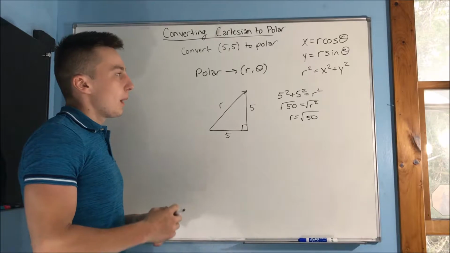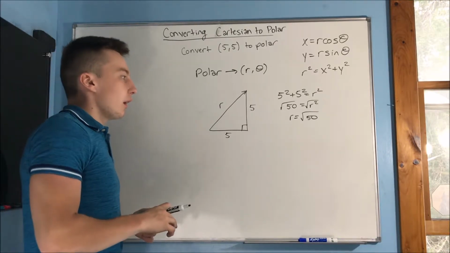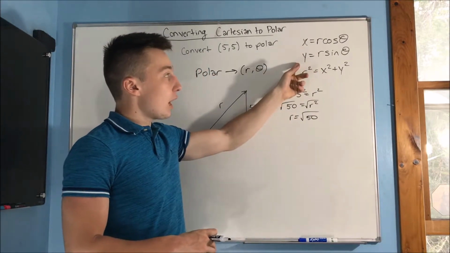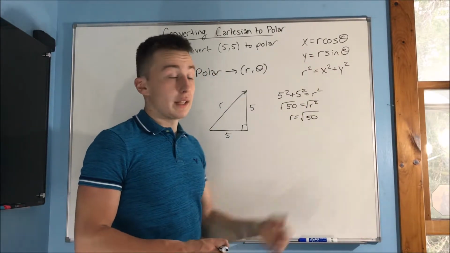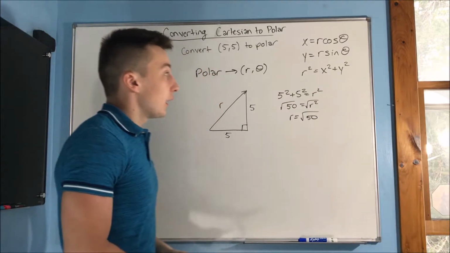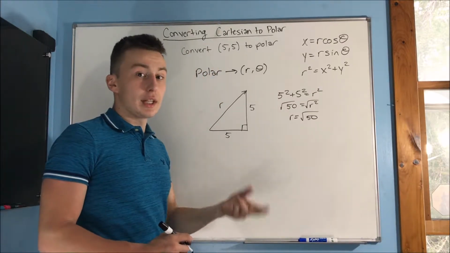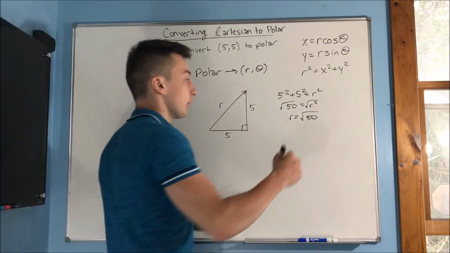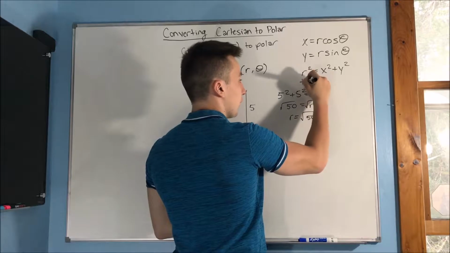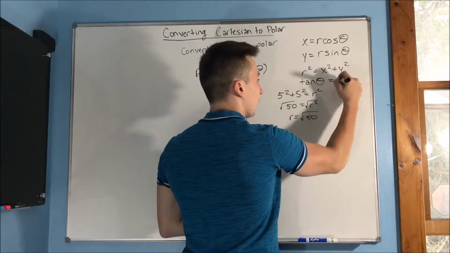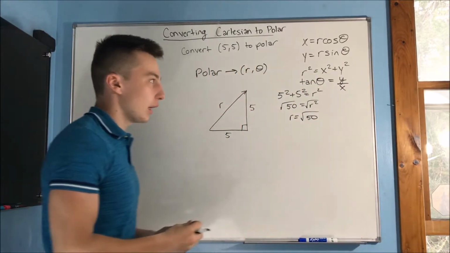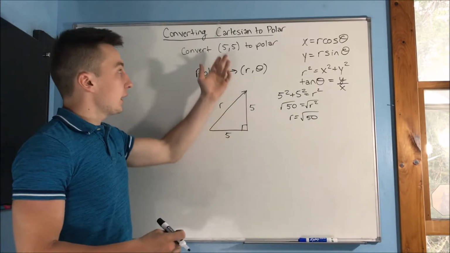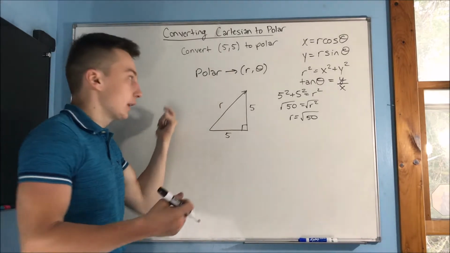Now what about theta? Theta is going to be a little bit different. You could just plug in this r and your y and find the angle like that. You can definitely do that. You can also use that tangent equation that I was talking about in the converting polar to Cartesian video. If you use the fact that tangent theta equals y over x, that might help you too. That might be a little bit easier in some cases.